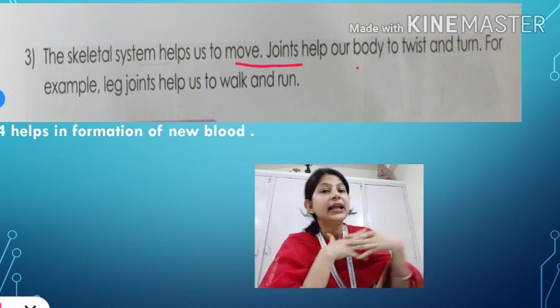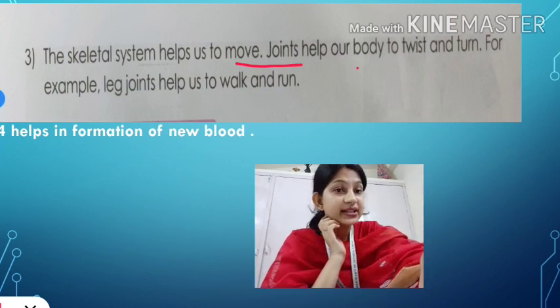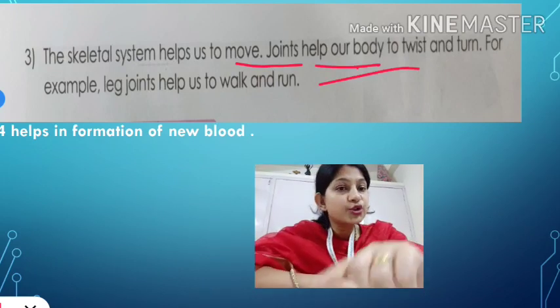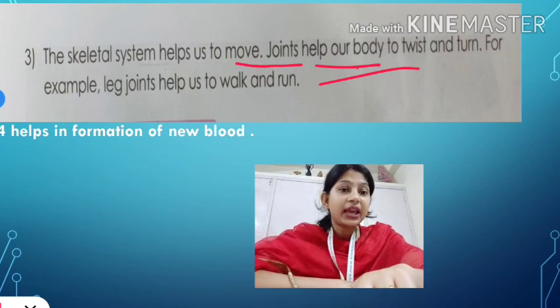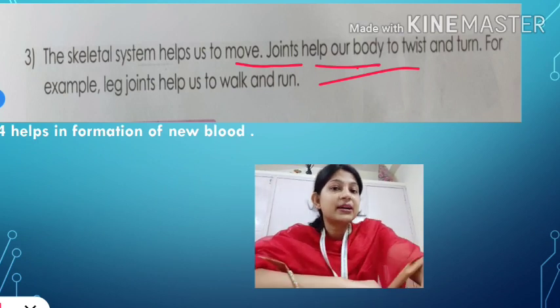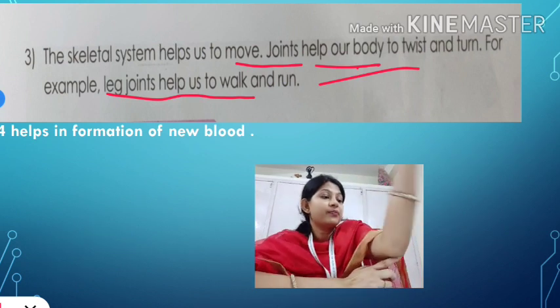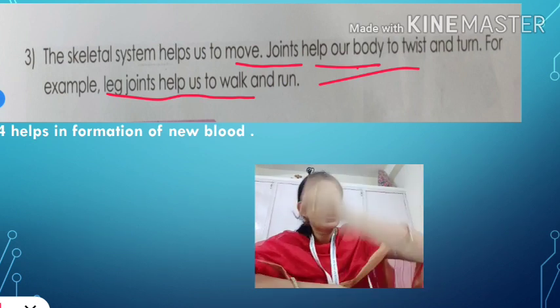Okay, then there is one more thing, joints. Joints help our body to twist and turn. Yes, we have already discussed joints and the importance of joints in the skeletal system. For example, leg joints help us to walk and run. The elbow here helps me to move my hand.